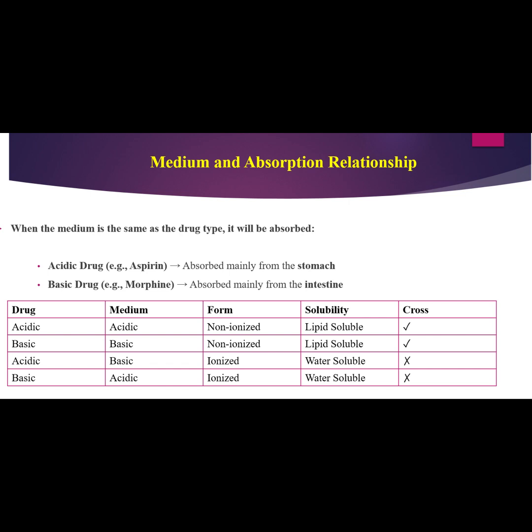The other factor that affects absorption is ionization and the pH. The absorption of a drug also depends upon its medium, whether it is acidic or basic, and how that affects the ionization. An acidic drug like aspirin is absorbed well in the acidic stomach, while a basic drug like morphine is absorbed better in the basic medium, which is in the intestine.